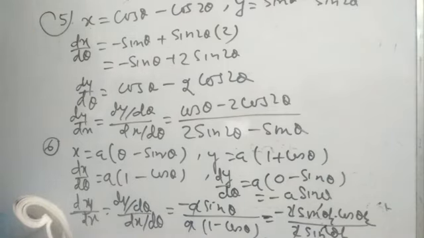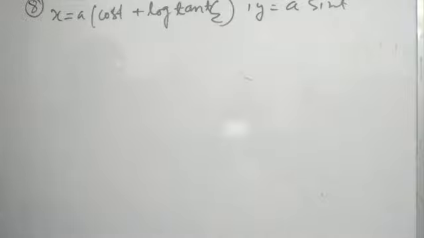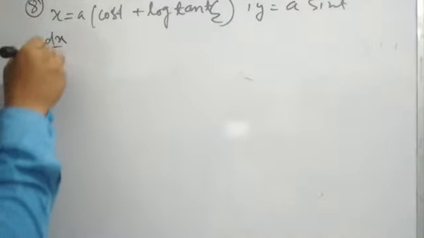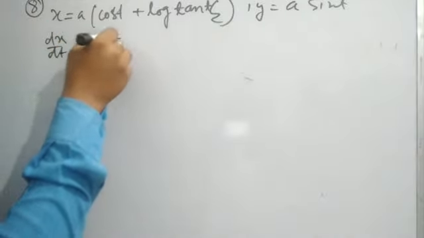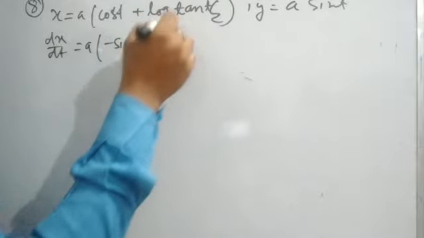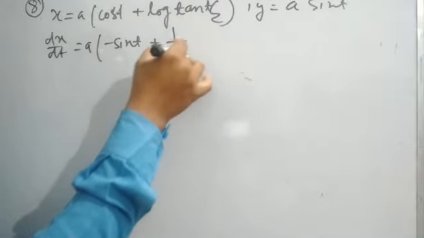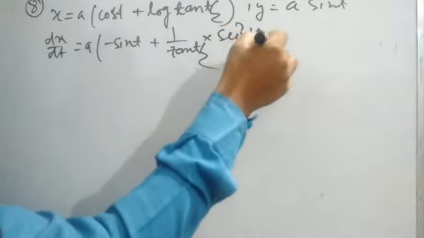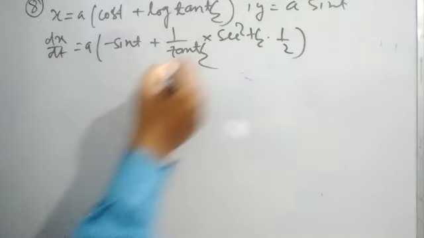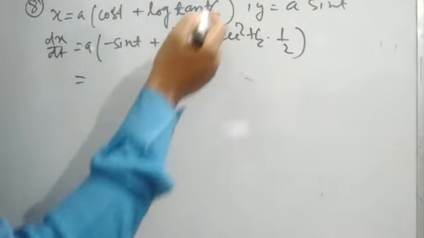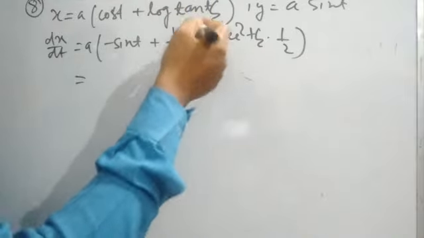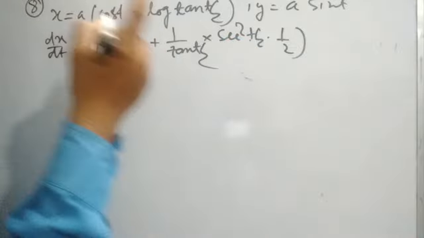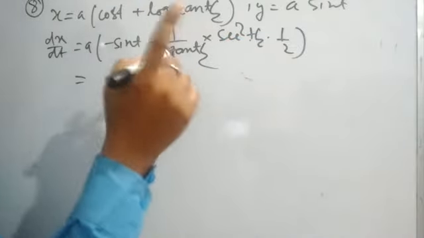That is the answer. Now question number 8, it is a very important question, a 4 mark question, also a selected board question. So dx/dt: a[cos t minus sin t, log tan(t/2)], that is 1 by tan(t/2), and the derivative of tan(t/2) is sec²(t/2), and the derivative of t/2 is 1/2.